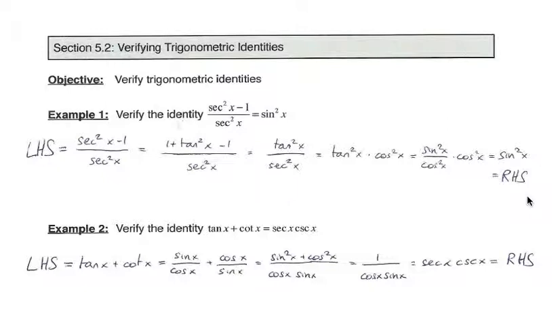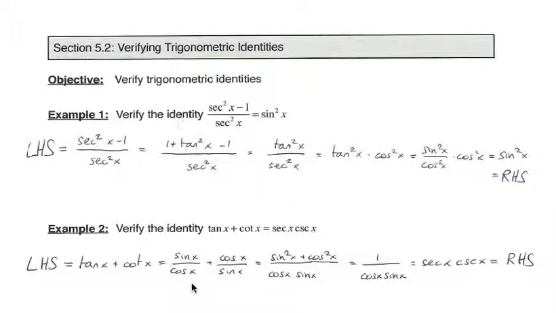Again, there's certainly other ways of doing that. Any correct method is fine. The second example, tan x plus cotan x equals secant x cosecant x. I'm starting here with the left-hand side. I rewrite what the left-hand side is, tan x plus cotan x, and then I start working my way to try and reach the right-hand side.